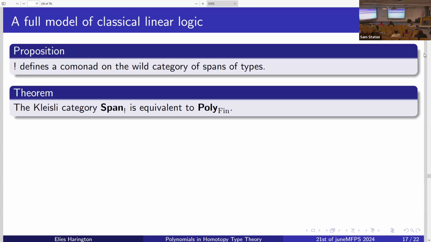Polynomials from I to J are equivalent to spans between bang I and J. And what I'm saying here is that this equivalence also respects composition of polynomials on one side and composition of spans between bang I and J on the other side, with respect to the laws given by this comonad.